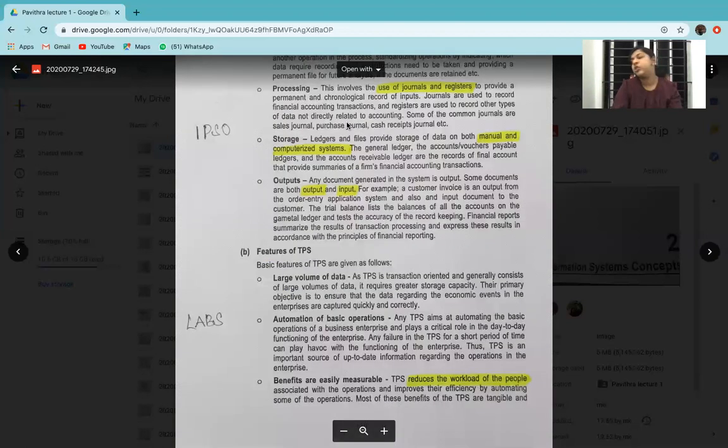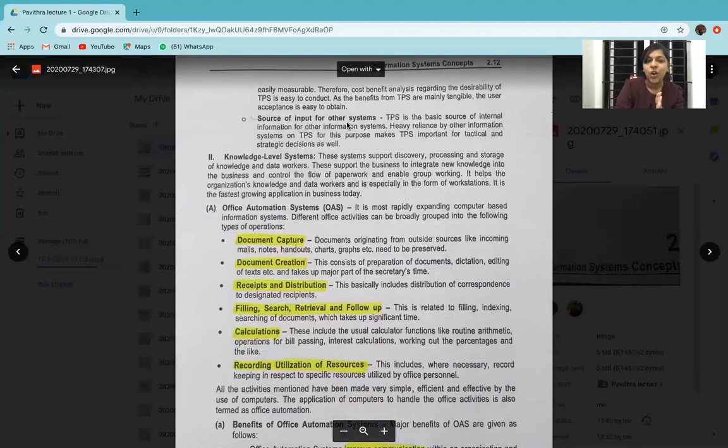So what are the features of TPS? LABS. L for large volume of data, A for automation of basic operations, B for benefits are easily measurable, and S for source of input for other systems.